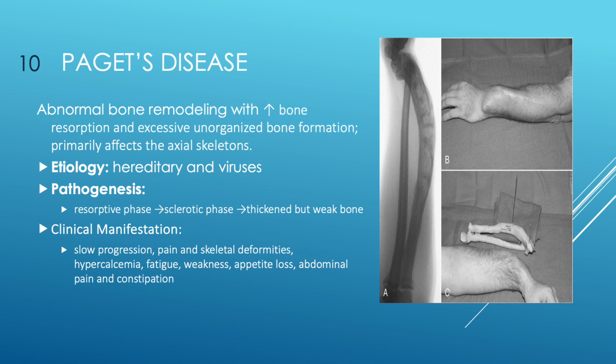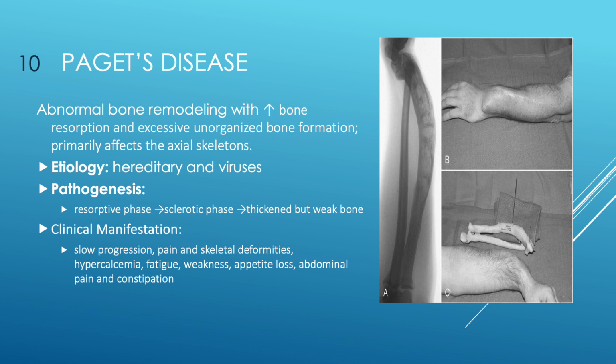The disease progresses through two phases. The resorptive phase, where abnormal osteoclast activity leads to bone resorption, with fibrous tissue replacing bone. And the sclerotic phase, where cancellous bone is replaced by thickened trabecular and cortical bone, resulting in structurally weak bones.